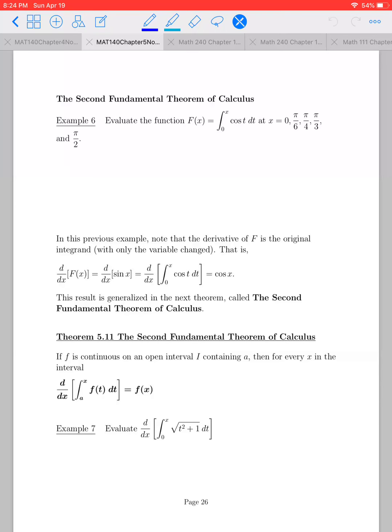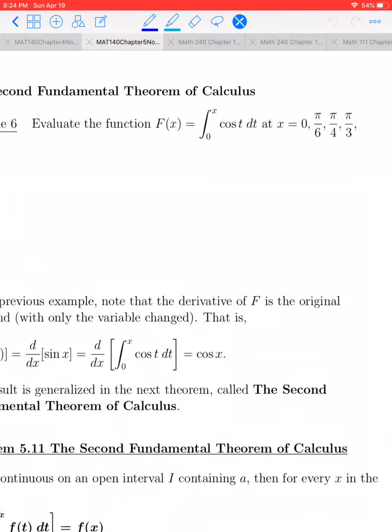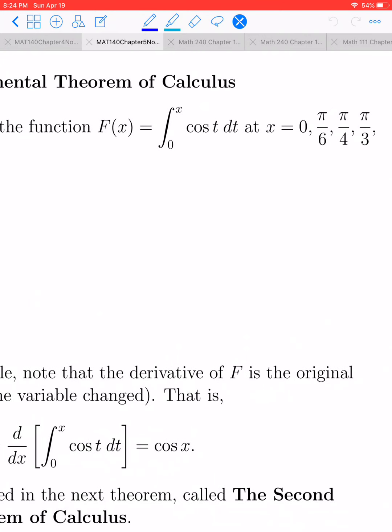The next thing we're going to investigate is sometimes referred to as the second fundamental theorem of calculus. In example 6, let's evaluate the function. We're going to define capital F of x. So this is going to be a function of x, where x is the upper limit of integration on the definite integral from 0 to x of cosine of t dt.